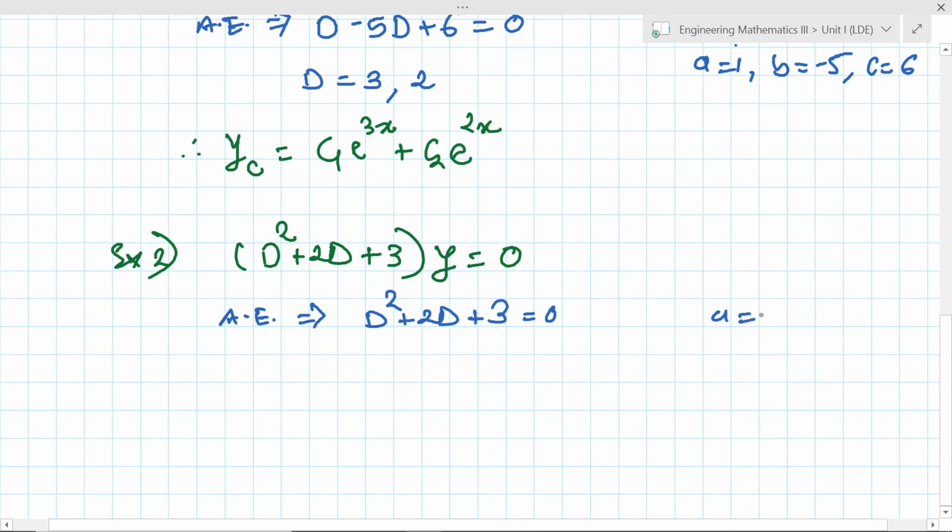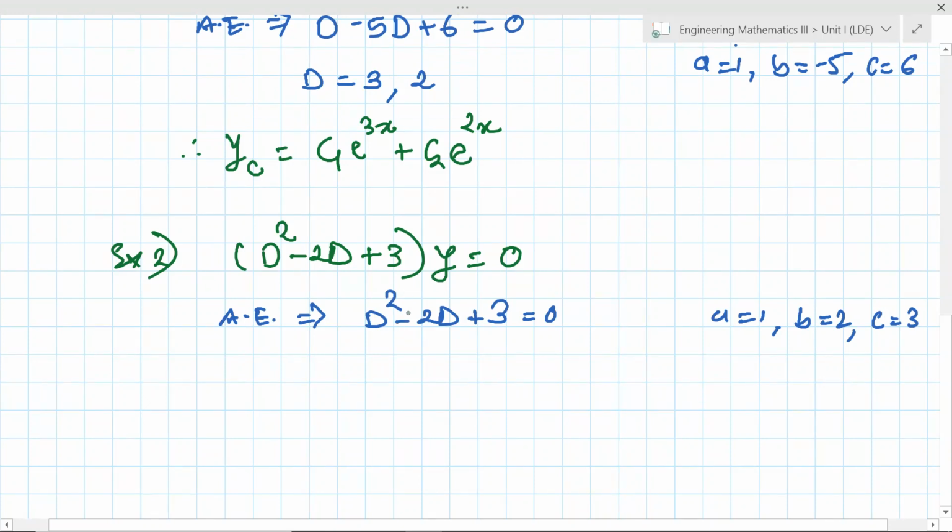What is my a here? A is 1, b is 2 and c is 3. Okay, so if we put the values of a, b, c, I'll get x1 is minus 1, and see, this has a complex root, so we are not interested in this. Take this as minus. So let us see what happens. So this is minus.